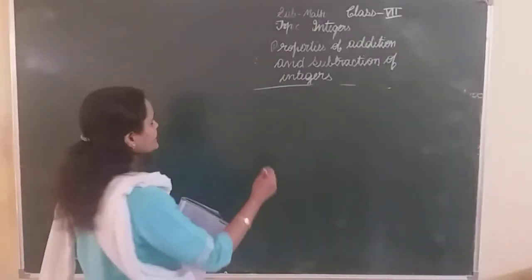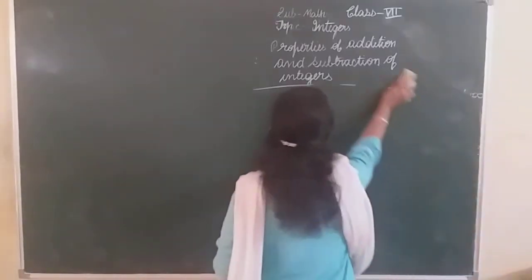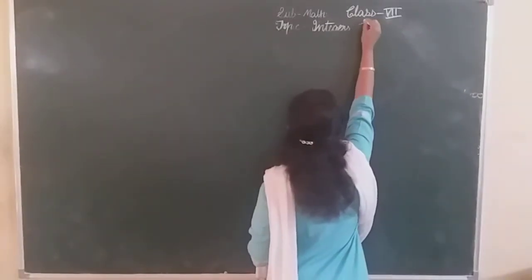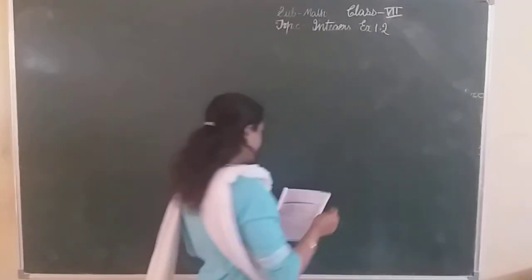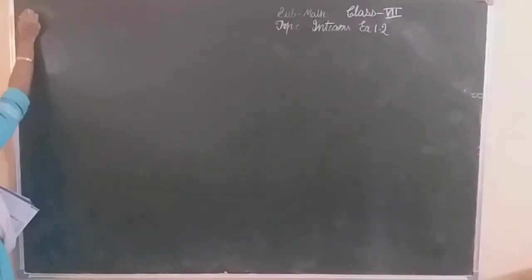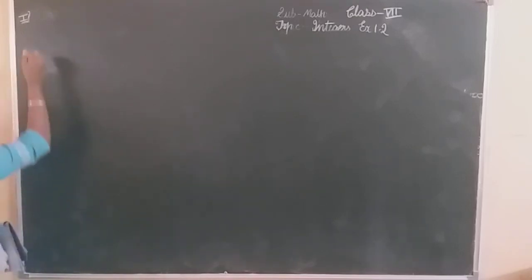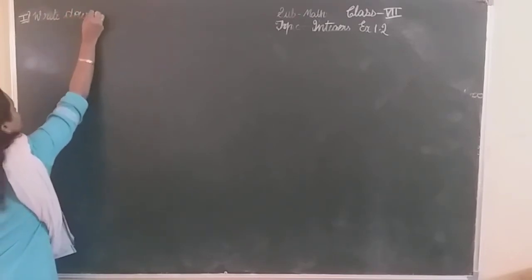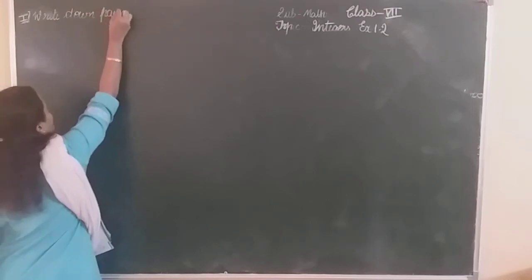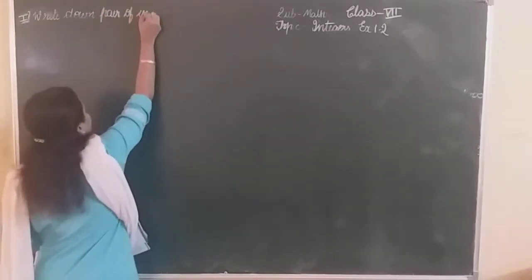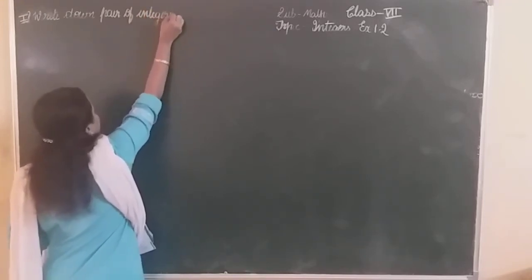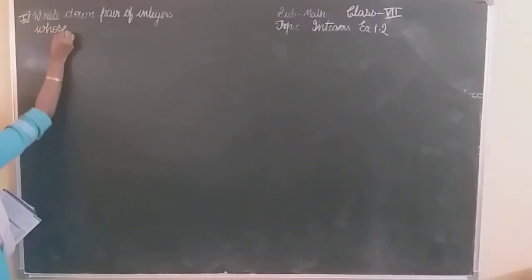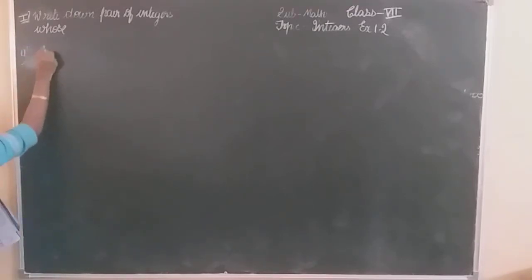Okay, we'll start with exercise 1.2. The first one: write down the pairs of integers whose sum is -7.